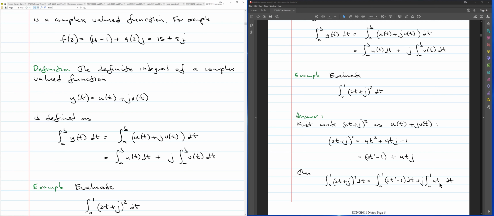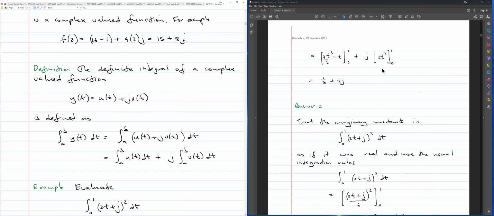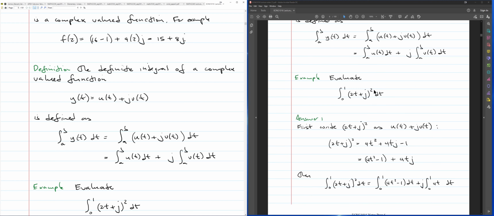And when I integrate the 4t between 0 and 1, I'm going to get 2 over here. So overall, my answer would be 1/3 plus 2j, right? So what I'm saying is, in order to do this integral, which is complex valued, the first way is to expand it out and separate the real and imaginary parts.